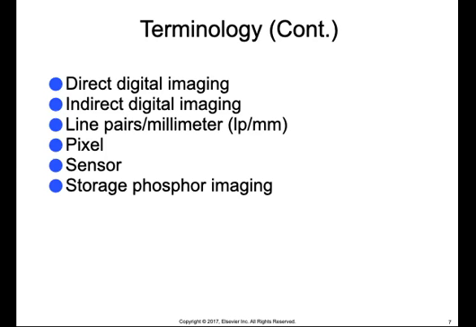Line pairs per millimeter, which can look like LP over MM, is a measurement used to evaluate the ability of the computer to capture the resolution of an image. A pixel is a discrete unit of information, and a sensor is a receptor that is used to capture an extraoral or intraoral image. Storage phosphor imaging is a method of obtaining a digital image in which the image is recorded on a phosphor-coated plate and then placed into an electronic processor or an electronic scanner.